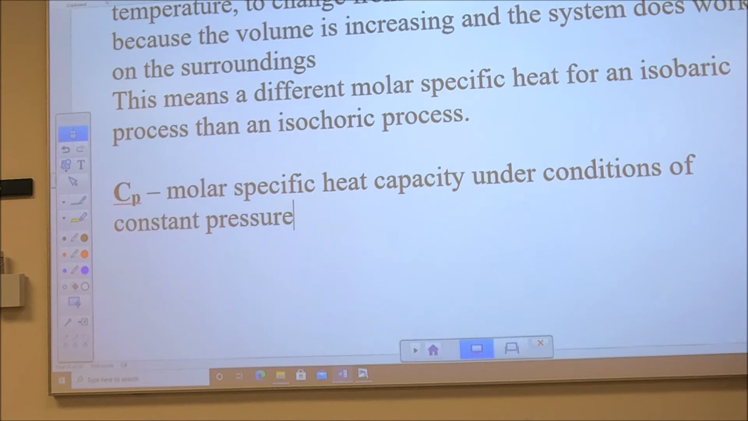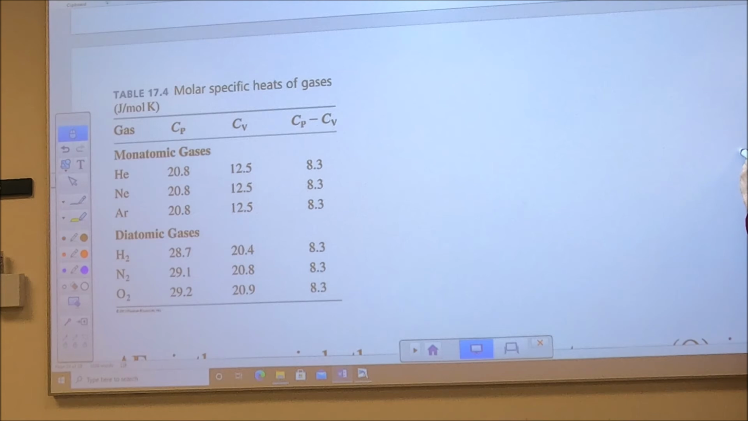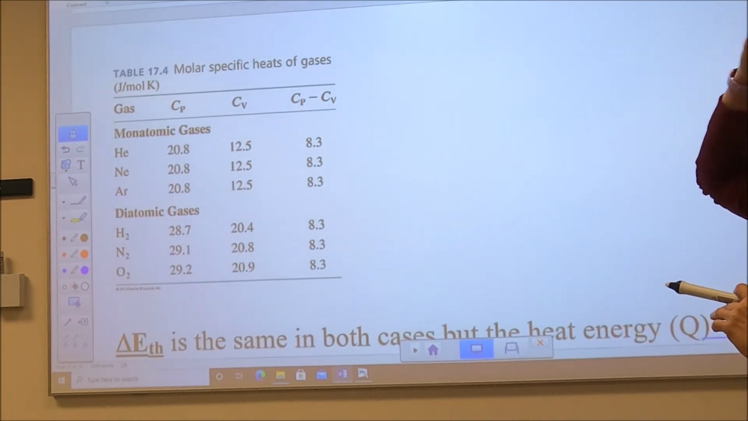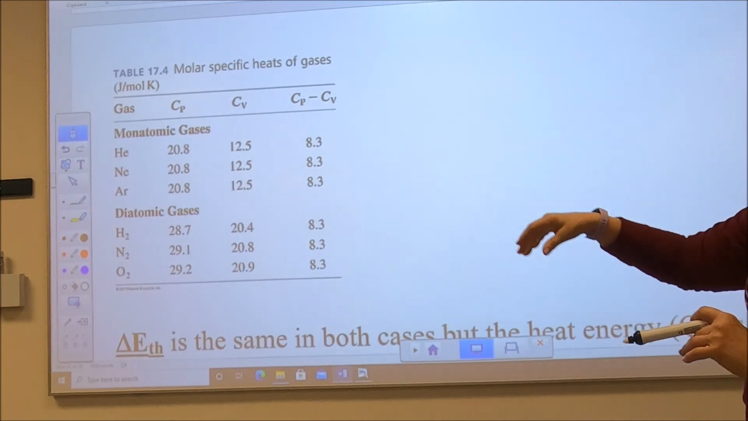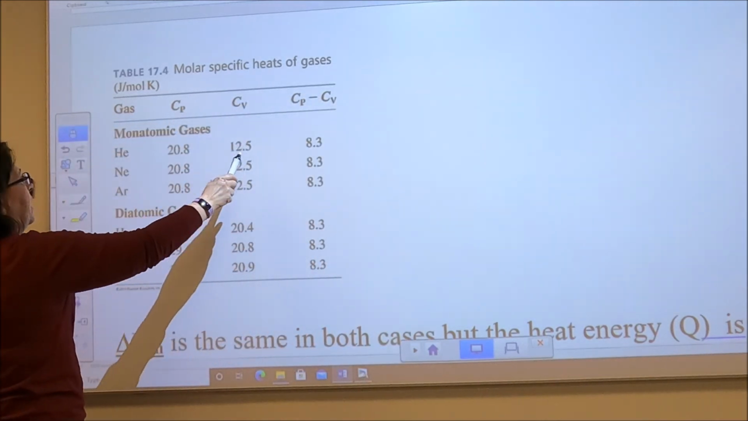Okay? C sub P is the molar specific heat capacity under conditions of constant pressure. So I want to show you this neat little table. It's 19.4 in your book, but this is a table out of an earlier version of the book, and this chapter was chapter 17 in that version. Now, notice there's C sub P and C sub V.